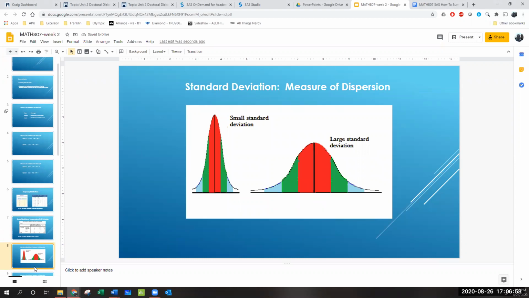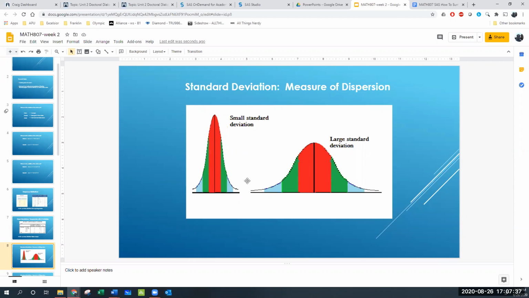Standard deviation is really just how wide your distribution is. We've talked about the 68, 95, 99.7 rule, which is called the empirical rule. And that tells us that if you go one standard deviation in both directions from the mean, right? The mean is represented by the black line here in the middle of both of these normal curves. One standard deviation in both directions represents the red color. That represents 68% of your data. You can see this is much wider than the one on the left.